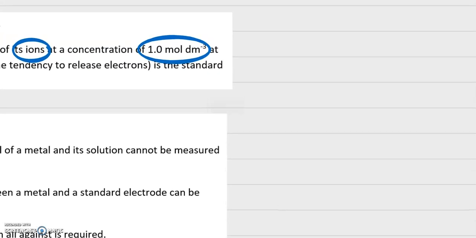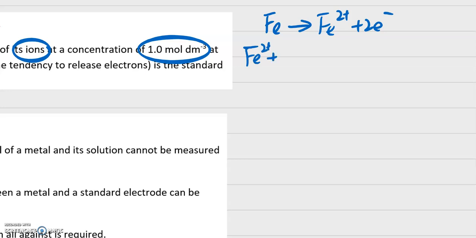So let's say, for example, if I want to know the standard electrode potential of iron, that means iron can lose electrons: Fe goes to Fe2+ plus 2 electrons, or in reverse, Fe2+ plus 2 electrons can turn into Fe metal.